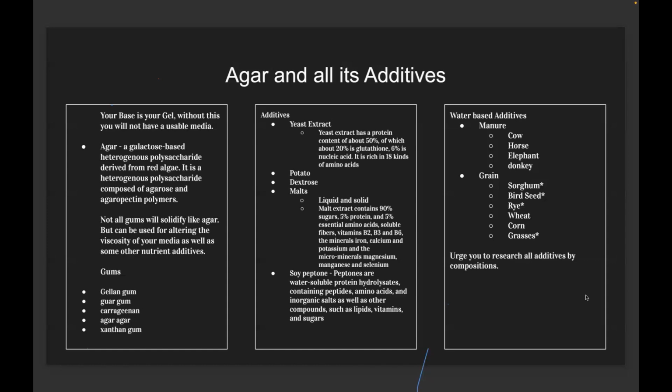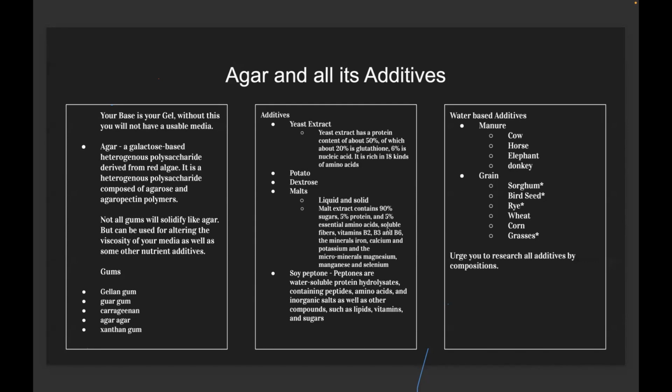Soy peptones, or peptones in general, are water soluble proteins, protein hydrolysates. They are great. Tons of peptides, amino acids. You just have to watch out for inorganic salts. But they do have lipid oils, vitamins, amino acids, sugars. So peptones are great. Just check your labels, make sure you're not getting something with inorganic salts.